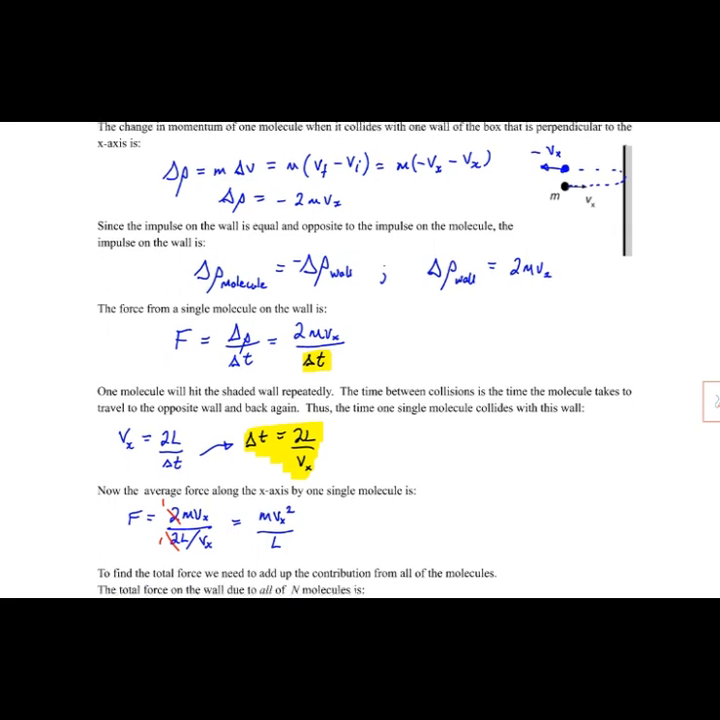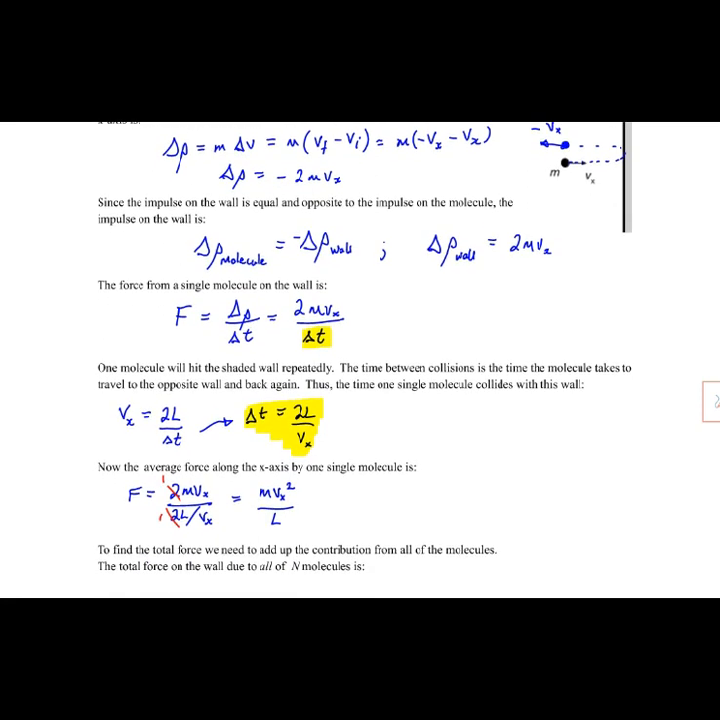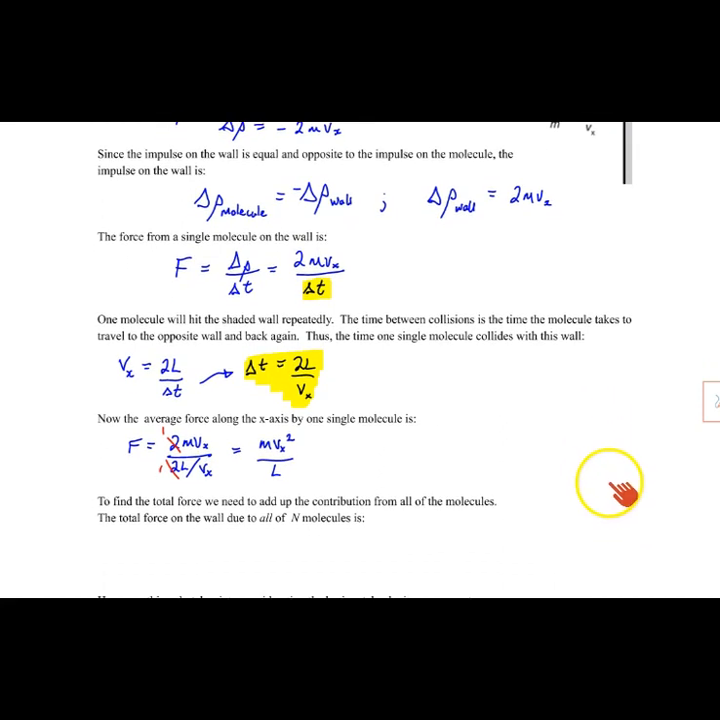Now, we also have to consider the fact that this is only one single molecule, and there are a lot of molecules. There are n molecules. So if we were to try to find the total force from all of the molecules, say they were all going horizontally to the right, how would we calculate that? Let's say we were to find that total force.